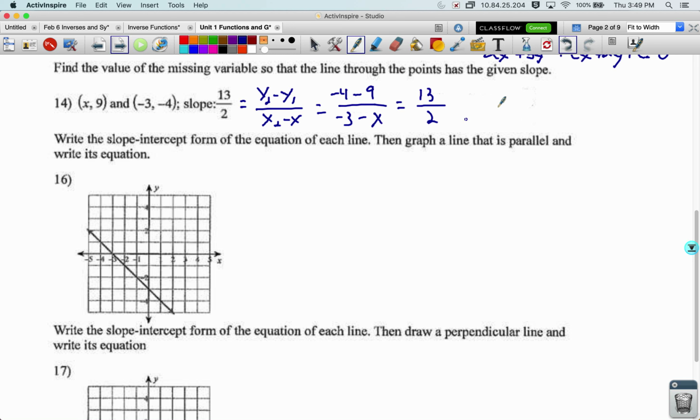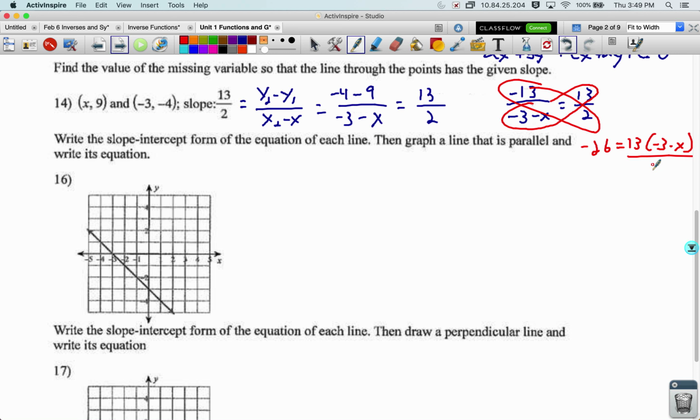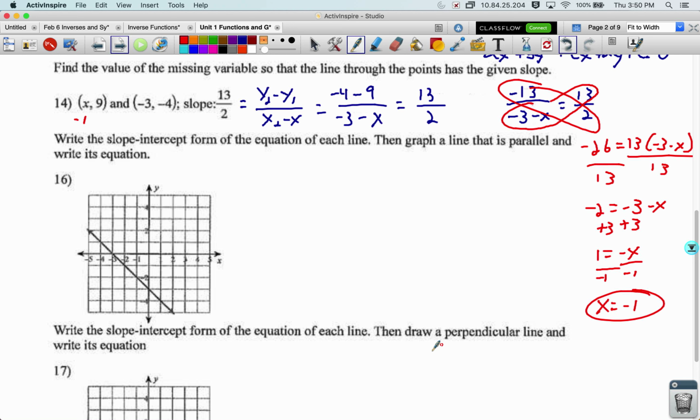Simplify this side here, becomes -13 over -3 minus x equals 13 over 2. Cross multiply isn't a bad idea here. So we get -26 equals 13 times -3 minus x. I'm not going to distribute that because I just want to divide that 13 away. -2 equals -3 minus x. Add 3. 1 equals -x divided by -1. X equals -1. For this one here, if we make that a -1, then we get that slope.